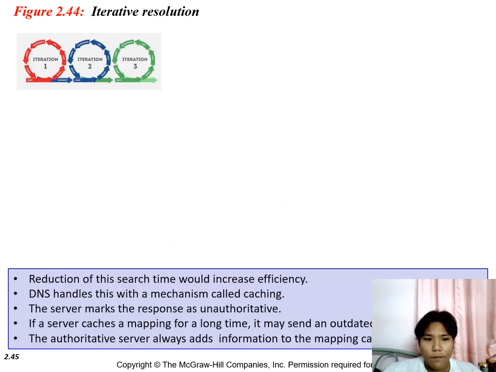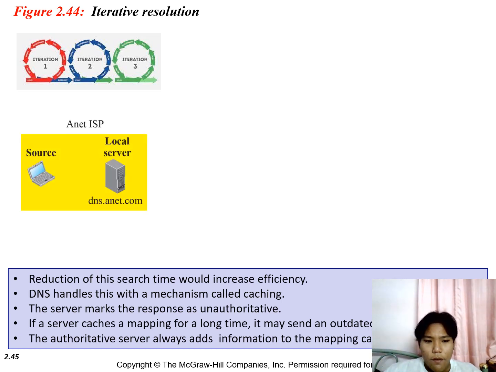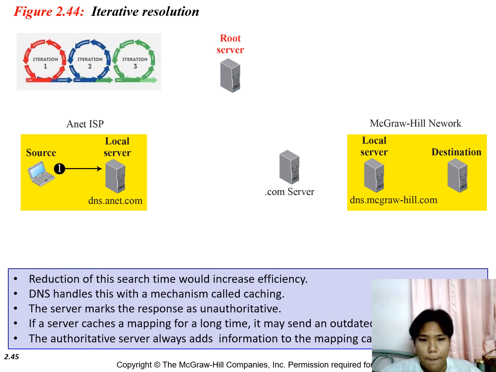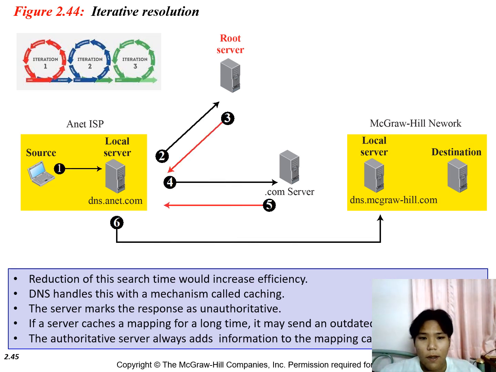Iterative resolution. Reduction of this search time would increase efficiency. DNS handles it with a mechanism called caching. The server marks that response as unauthoritative. If a server caches a mapping for a long time, it may send an update. So this is a picture of iterative resolution.